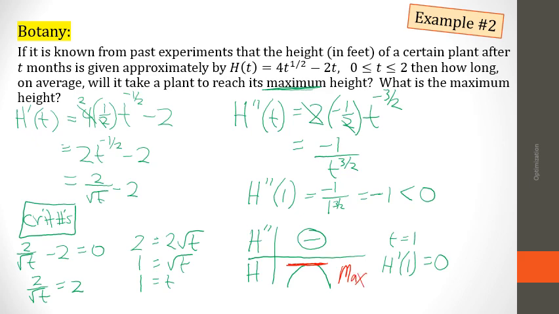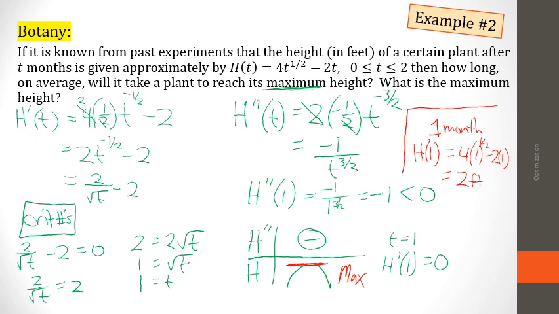How long does it take on average for the plant to reach its maximum height? It would be 1. And our units are months, so 1 month to reach its maximum height. What is the maximum height? So we have to find h of 1. And h of 1 is 4 times 1 to the 1/2 minus 2 times 1. So that actually equals 2. And our units are feet.